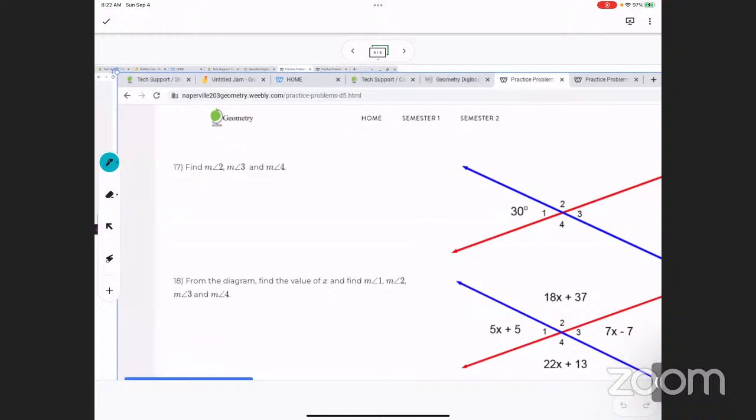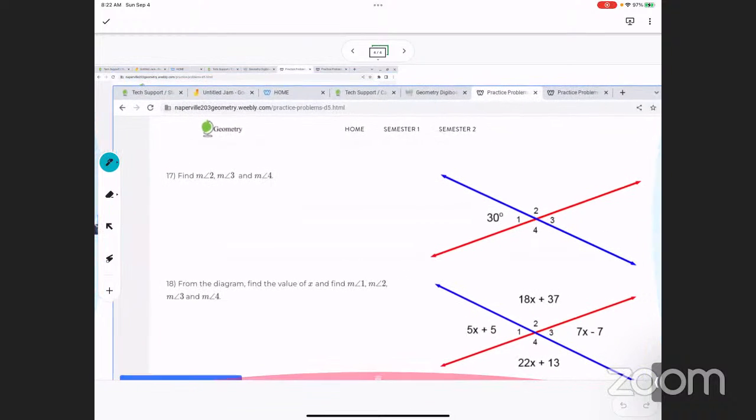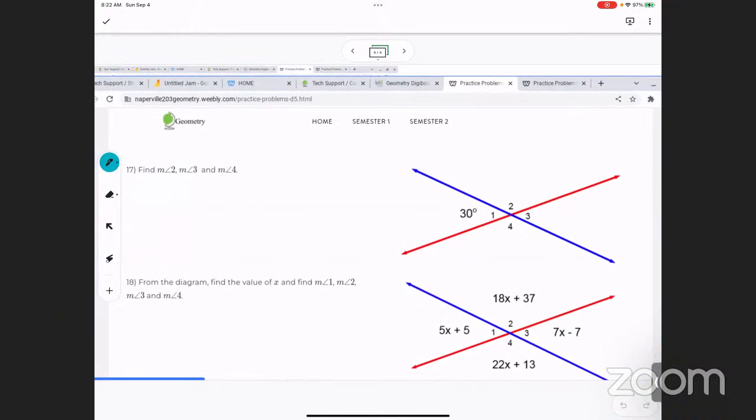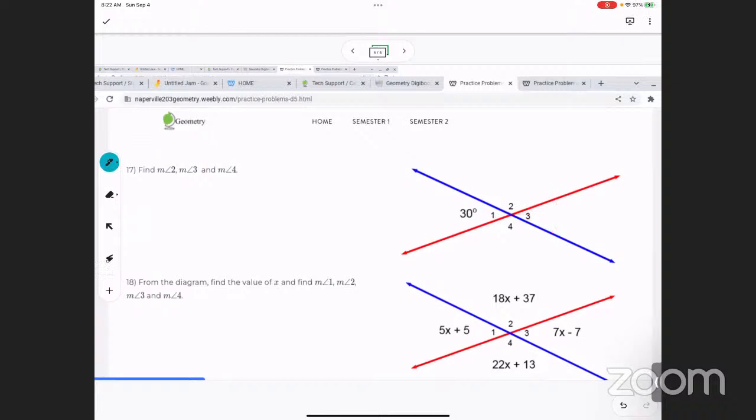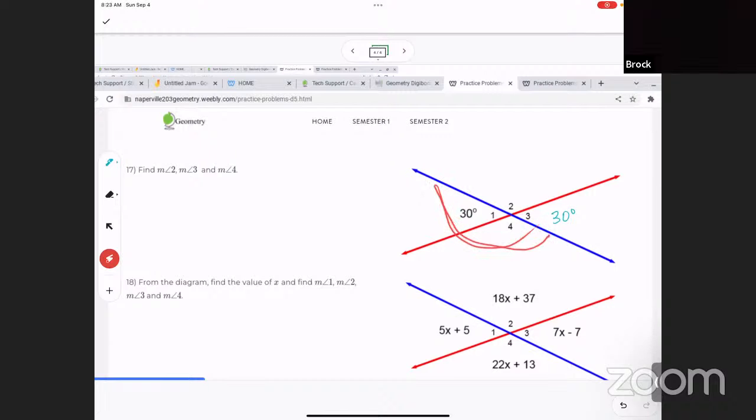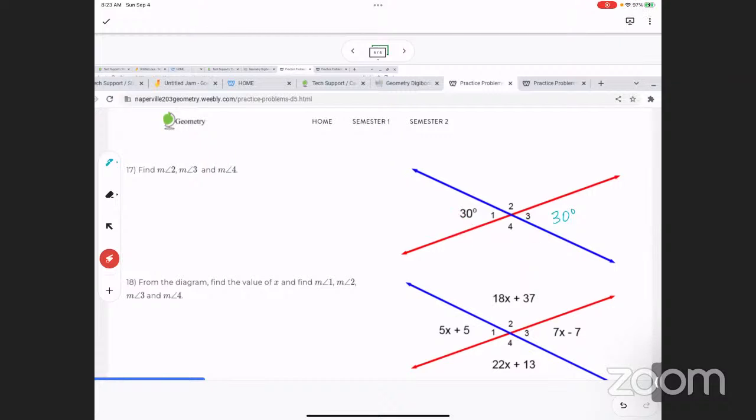All right, so finding the measure, all of these measures. Well, what do we know if this is 30? Then the other one's congruent. Then this one has to be 30, right? Because they're vertical angles. Remember that? Yeah. So this is 30, and what do we just talk about? What do we know about these two angles? What do they have to be? Oh, equal to 180. There you go.